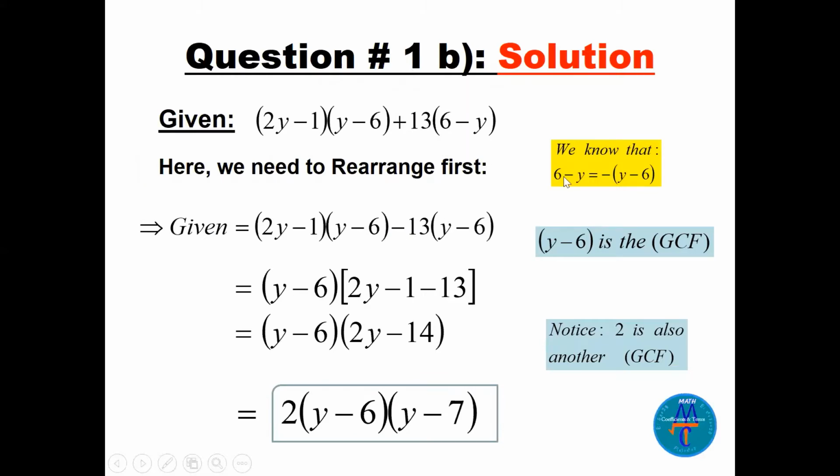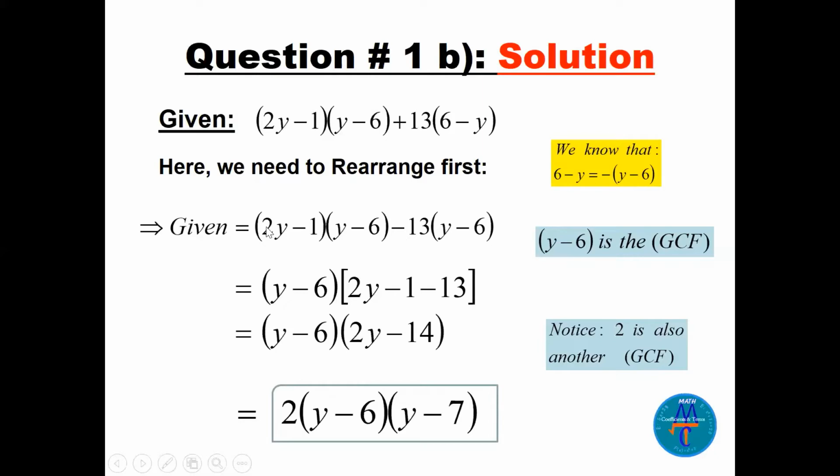In basic algebra, we know that if I take a minus out of 6 minus y, it becomes y minus 6. It's the same, because minus times y will be minus y, and minus times minus 6 will be plus 6. So instead of 6 minus y, I will write y minus 6, but the minus goes with the 13 outside.